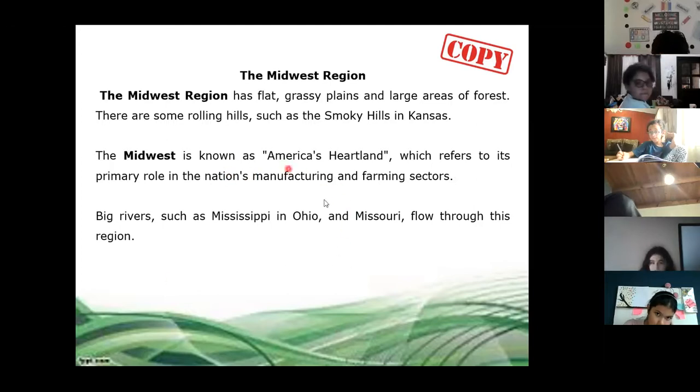So don't forget that the region known as America's heartland in the United States is the Midwest, because of the economy, because of the production there, the manufacturing and farming. They can have different activities to produce money, but the most important are the manufacturing and the farming in this region. They can have different ways of transportation also.